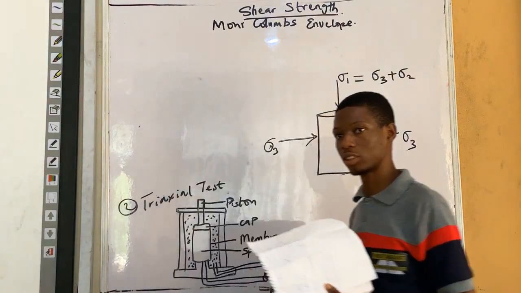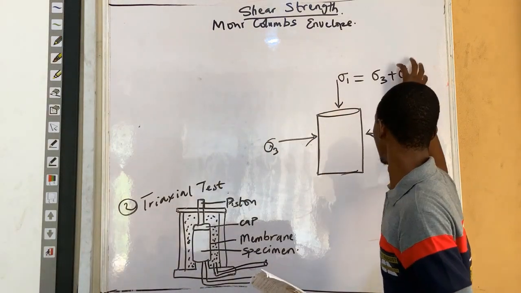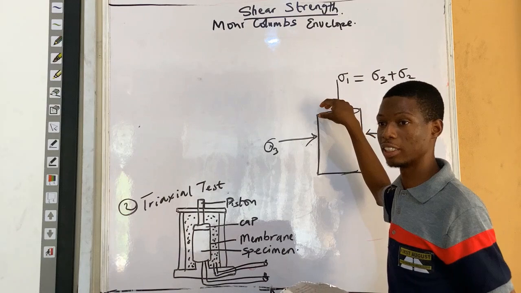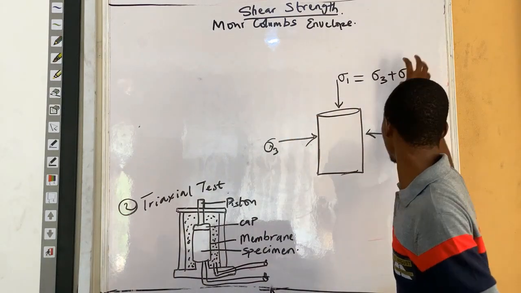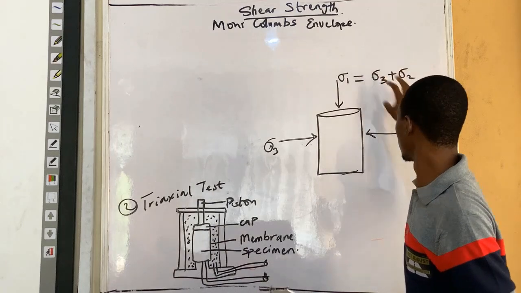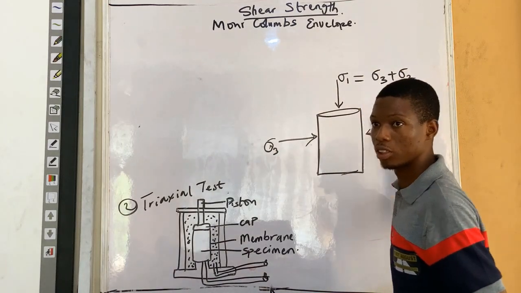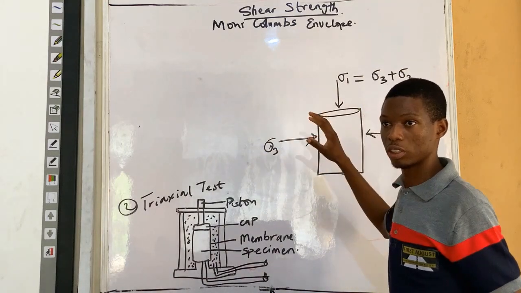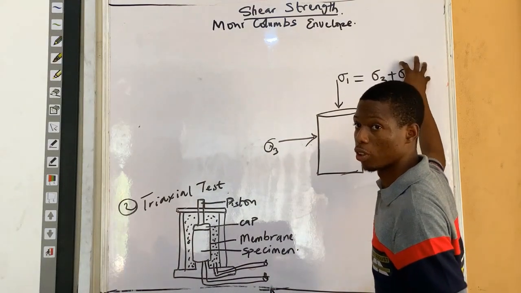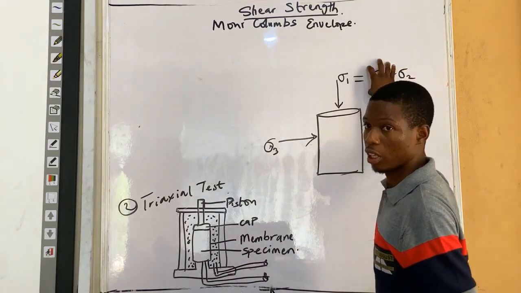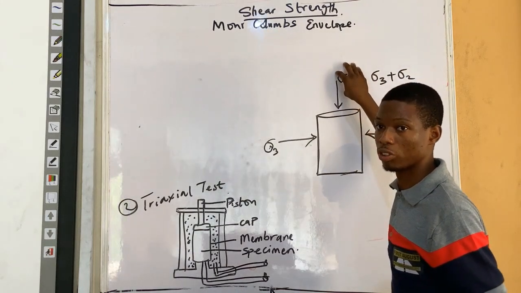Yes, the deviator is the external load that is added from the top. Sigma 3 is the surrounding pressure. So sigma 2 is the deviator, sigma 3 is the cell pressure, and that's what gives the normal stress.